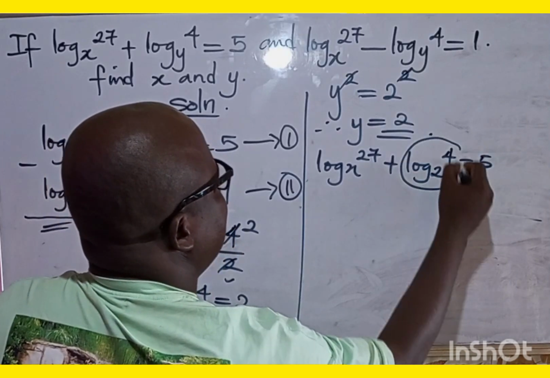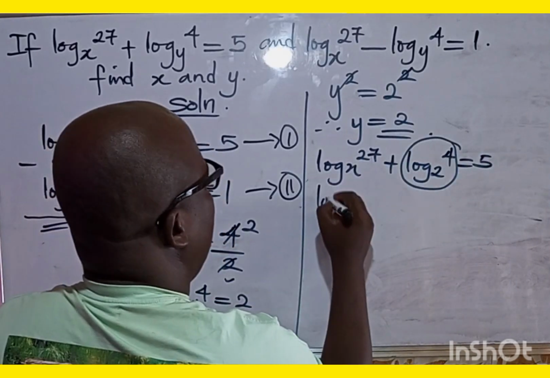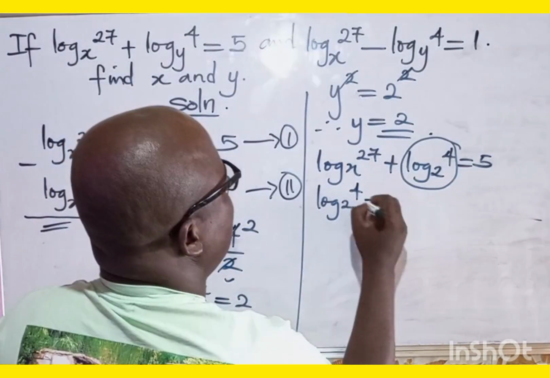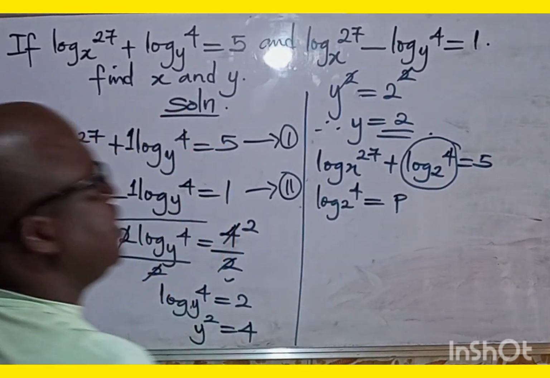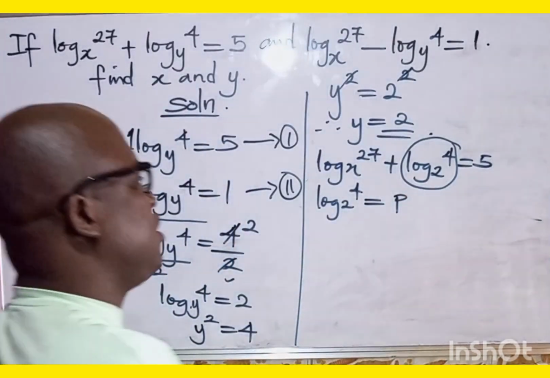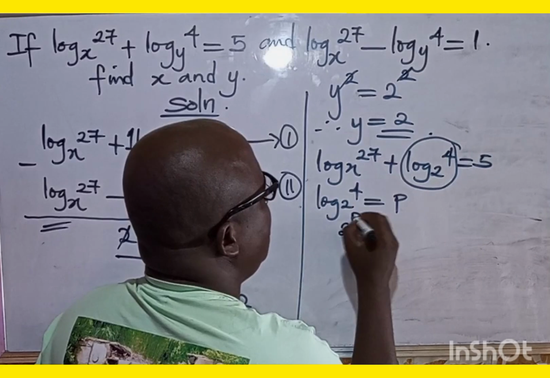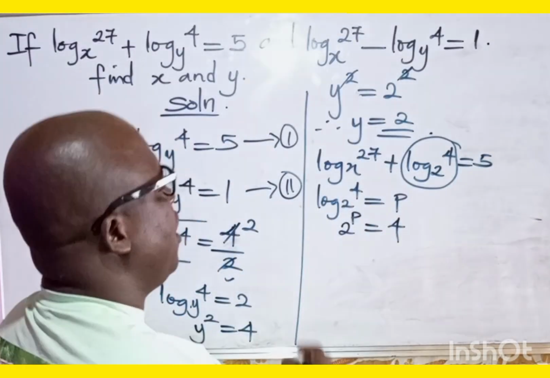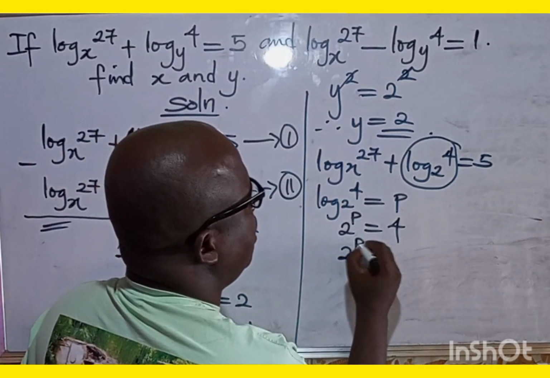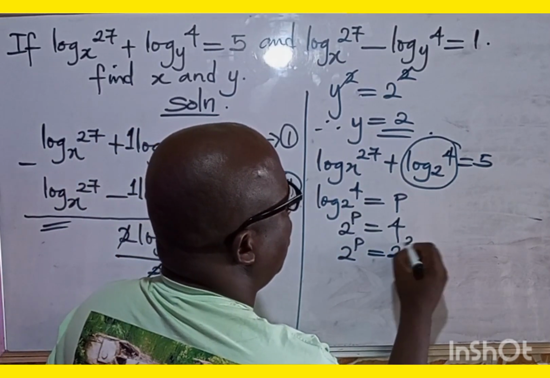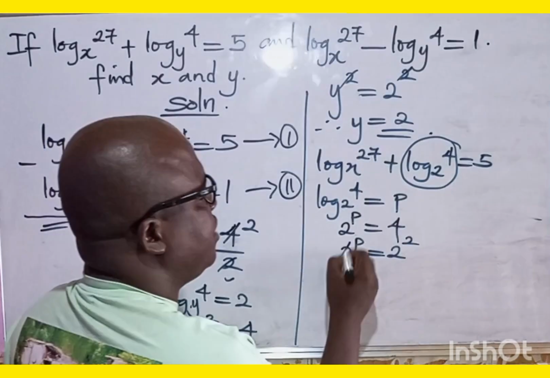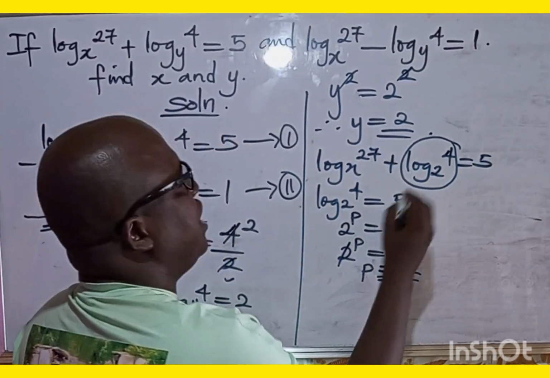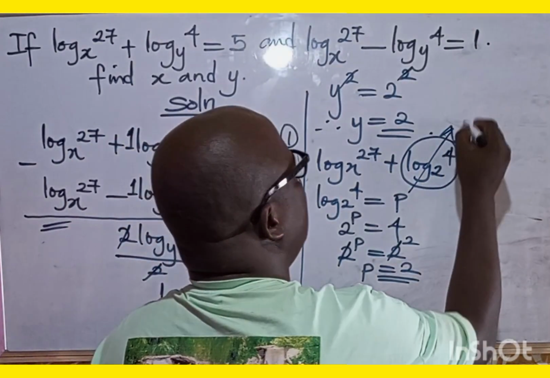Looking at these, I can simplify this. I have log base 2 of 4. I can call this one equal to p. The next thing I can do here is to simplify this. I will have 2 raised to power p is equal to 4. That means 2 raised to power p will be equal to 2 raised to power 2. The bases are the same, the 2 will cancel. So my p will now be equal to 2. That means the whole of this will give us 2.